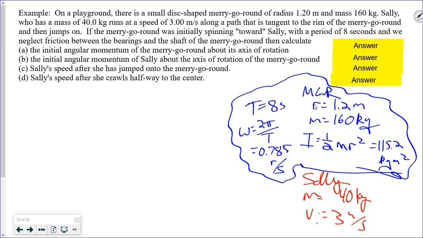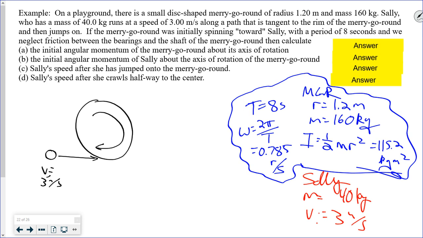All right, so here's the deal. Here, top view, is the merry-go-round, and here's Sally running tangent to it. I know her velocity is this way at 3 meters a second, and the merry-go-round is spinning towards Sally with an angular velocity of 0.785 radians per second.